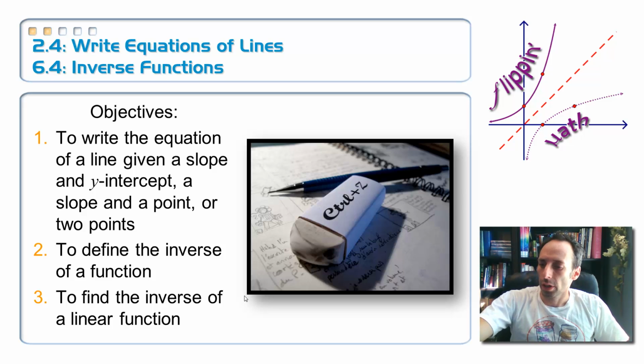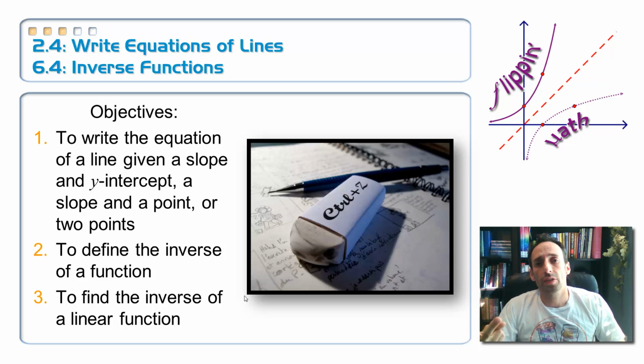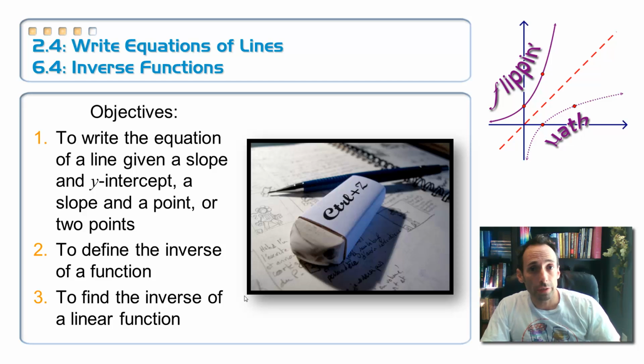So, to conclude this lesson, we've written equations of lines given a point and a slope, a slope and a y-intercept, or 2 points, using either the slope-intercept form or the point-slope form of the line. We've also defined what inverses do, how they undo a function, and how they reflect across the line y equals x because they take the x and y coordinates and switch them. And then finally, we actually found some inverses of linear functions by switching the x and the y coordinate and then just solving for y.